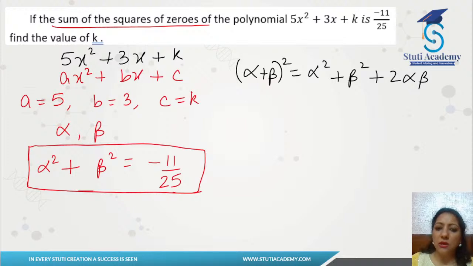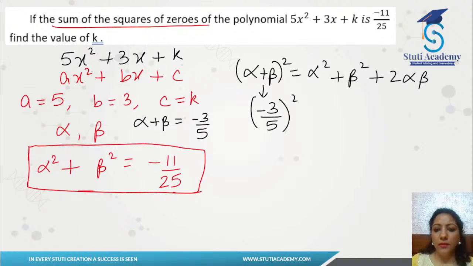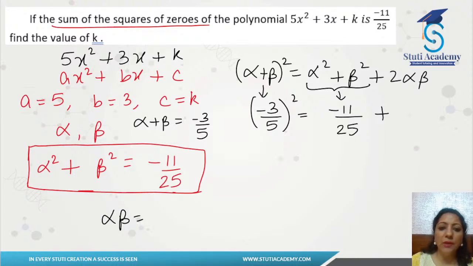Now alpha plus beta. What is alpha plus beta? The sum of the zeros, that is minus b upon a. It's minus 3 upon 5. So I'm going to replace this by minus 3 upon 5. It's (minus 3 upon 5) square. And then we have alpha square plus beta square. This is minus 11 upon 25. And then we have 2 times alpha beta. This alpha beta is the product of the zeros. So the product of the zeros, alpha beta, is c upon a. That is k upon 5. So this is 2 times k upon 5.